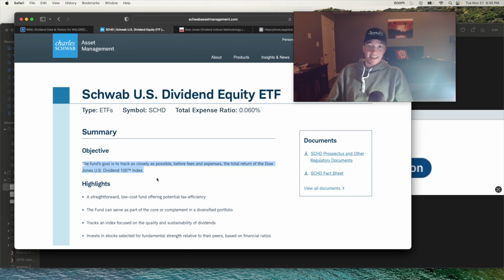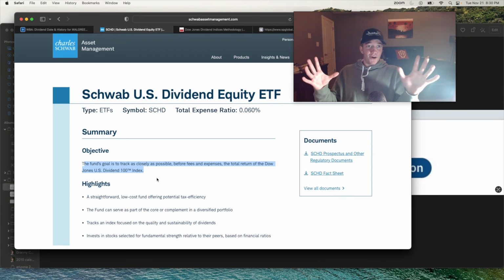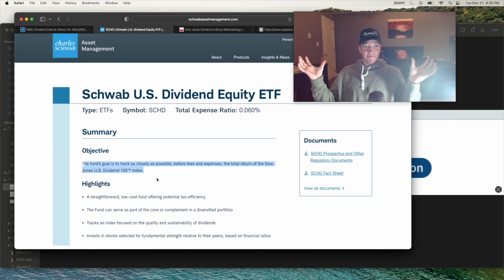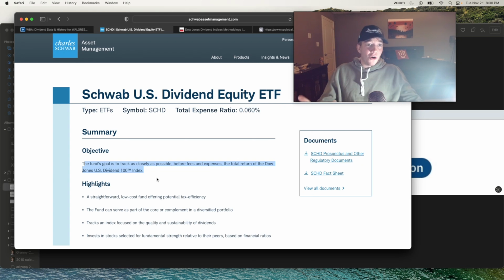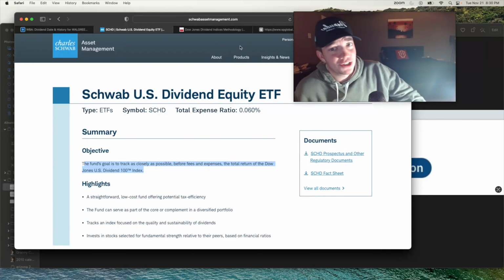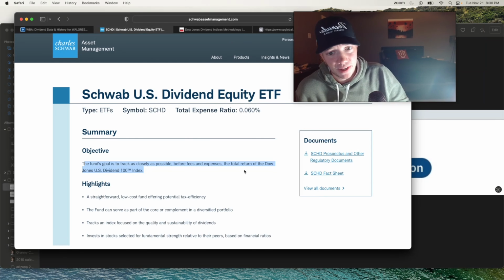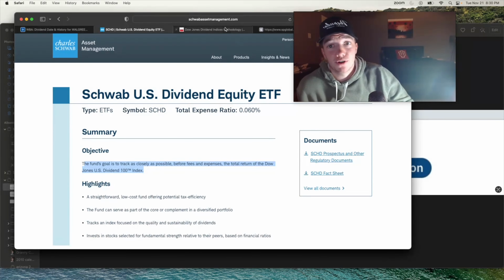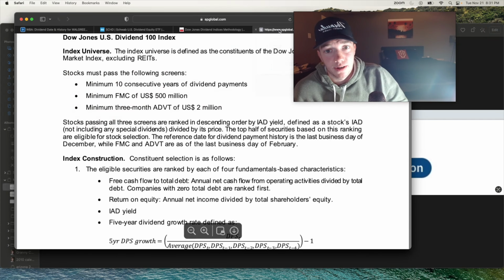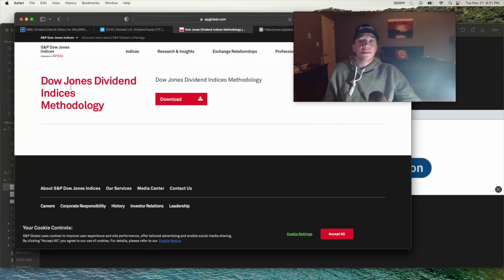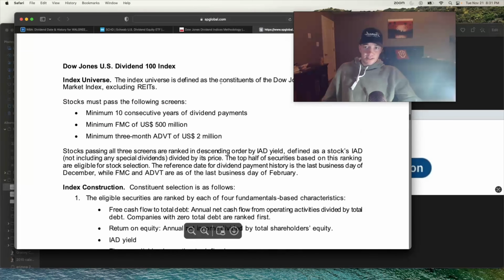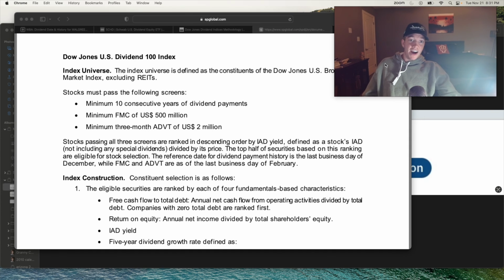Jones US Dividend Index. And first off, I think a lot of people are just buying SCHD thinking that they like dividends, so this is what they do. I don't even know if they're looking into this at all. So, we're going to look into it really briefly. Again, it tracks the Dow Jones US Dividend 100 Index. So, what are we doing here? We go over to the Dow Jones Dividend Indices methodology. Brings us to this PDF. We can scroll down and find the Dow Jones US Dividend 100 Index.